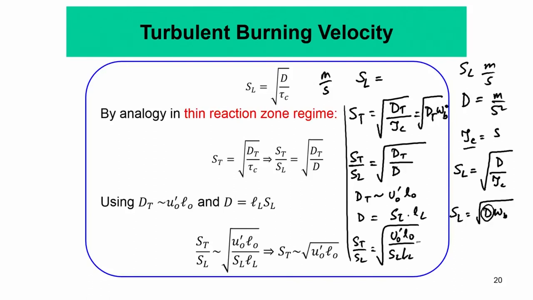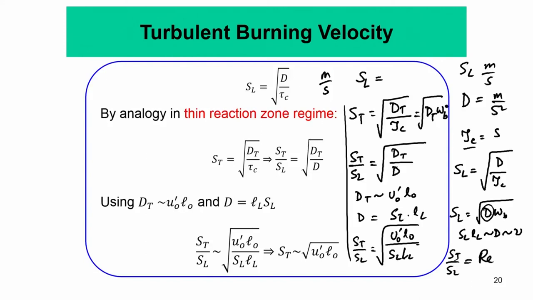And as you know, if we say Schmidt number equals 1, this SL times LL can be written as equal to D, which is equal to the kinematic viscosity. So we can write SL times LL is equal to D is equal to nu. Then ST by SL becomes essentially equal to the Reynolds number.